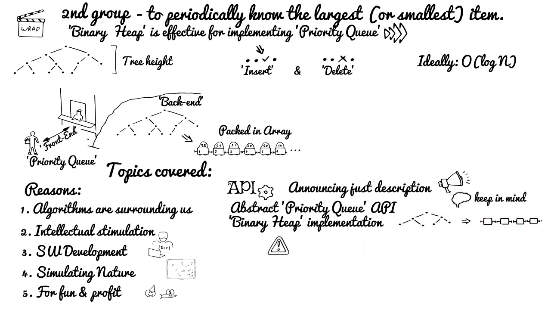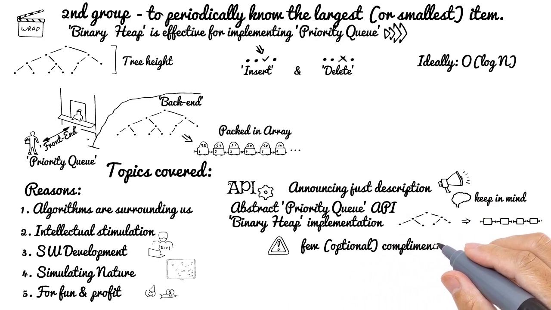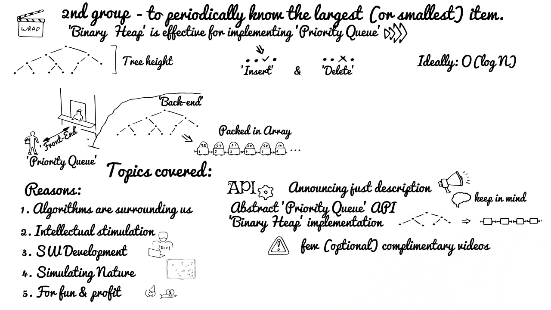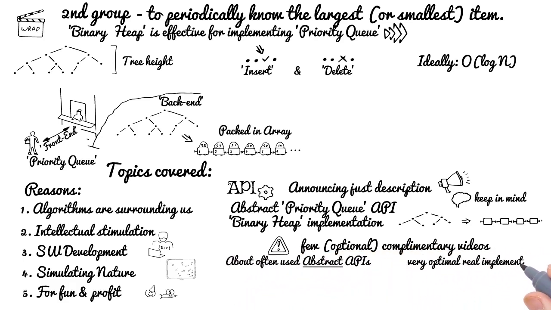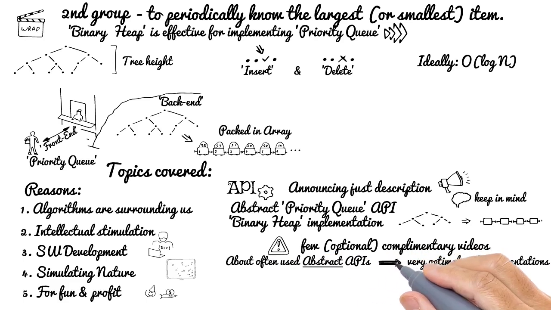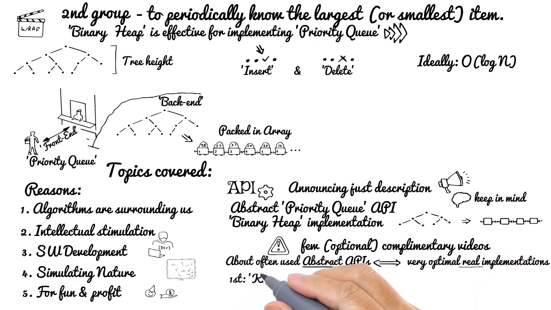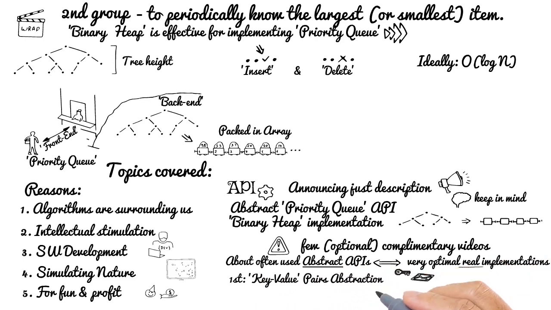I have a quick announcement that there are a few add-on complementary optional videos on top of this one, if you want to briefly know about several other very often used abstract APIs in computer science and the corresponding very optimal real implementations, algorithms and data structures. The first one is the key value abstraction, heavily used for information search. Another one is graphs, also used in lots of use cases. You are very welcome to watch them as well and unleash your imagination.